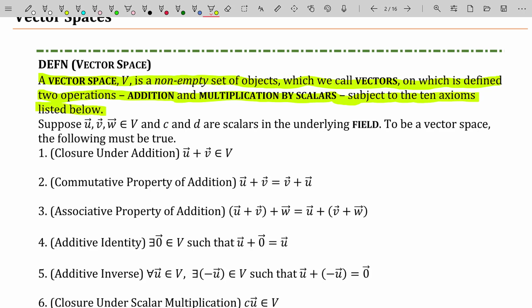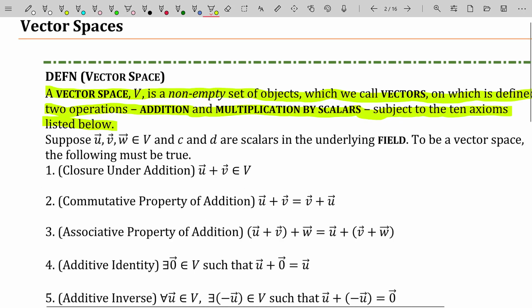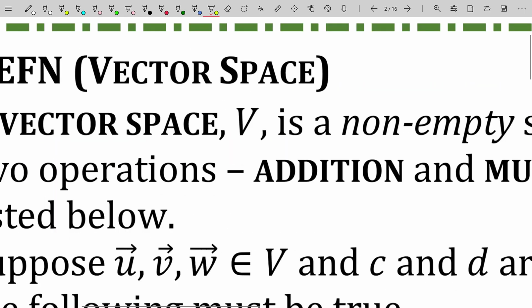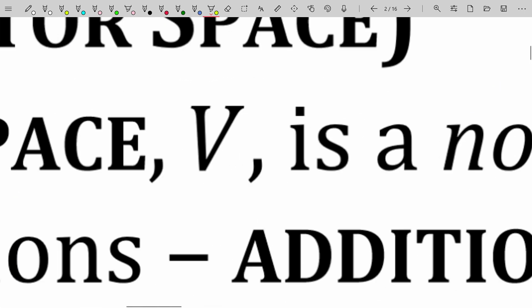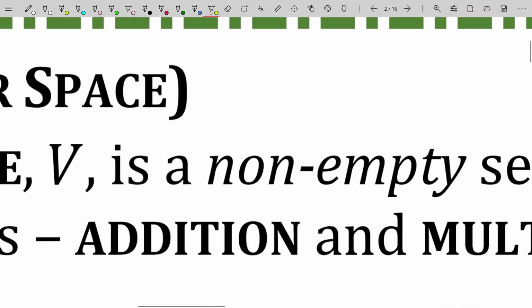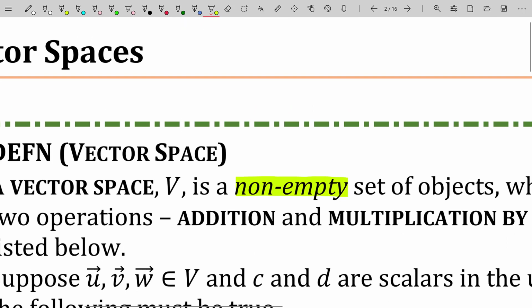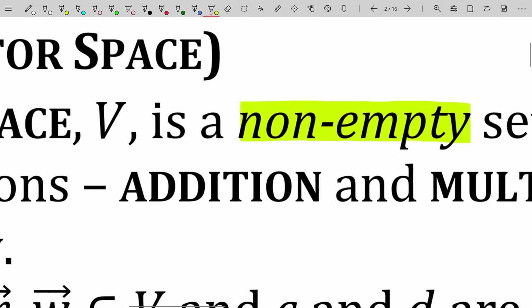Now, before I go into the 10 axioms that these two operations are subject to, let me dice apart this paragraph a little bit more. So without calling it a vector space, let's just say we have a set V. And we're going to assume this set is non-empty. That's critical. We must have a non-empty set to begin with. Now, just to let the cat out of the bag, every vector space actually contains the zero vector. So by virtue of being a vector space, it will always have at least that one element. So it will be non-empty, I promise.